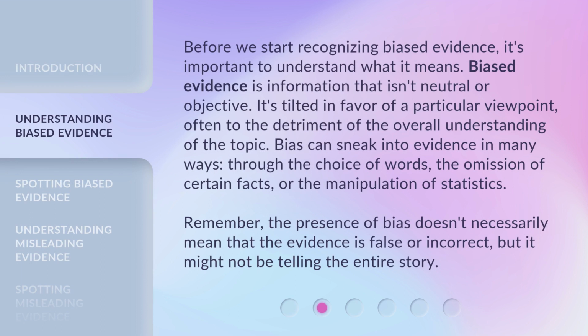Before we start recognizing biased evidence, it's important to understand what it means. Biased evidence is information that isn't neutral or objective. It's tilted in favor of a particular viewpoint, often to the detriment of the overall understanding of the topic. Bias can sneak into evidence in many ways: through the choice of words, the omission of certain facts, or the manipulation of statistics. Remember, the presence of bias doesn't necessarily mean that the evidence is false or incorrect, but it might not be telling the entire story.